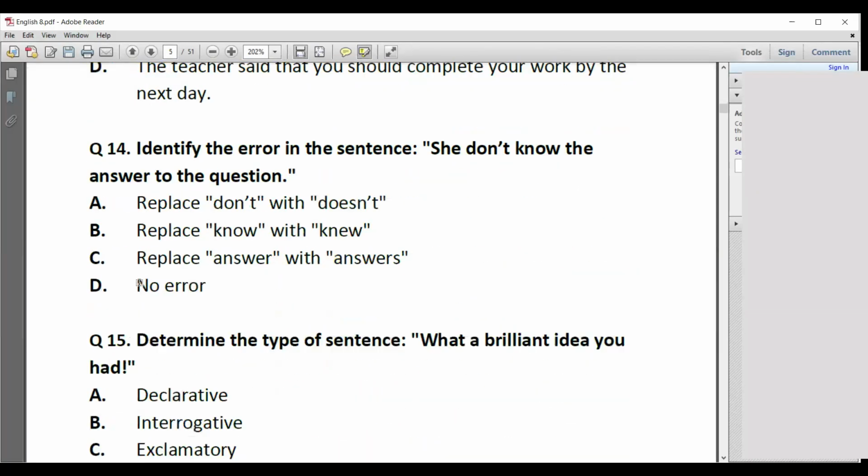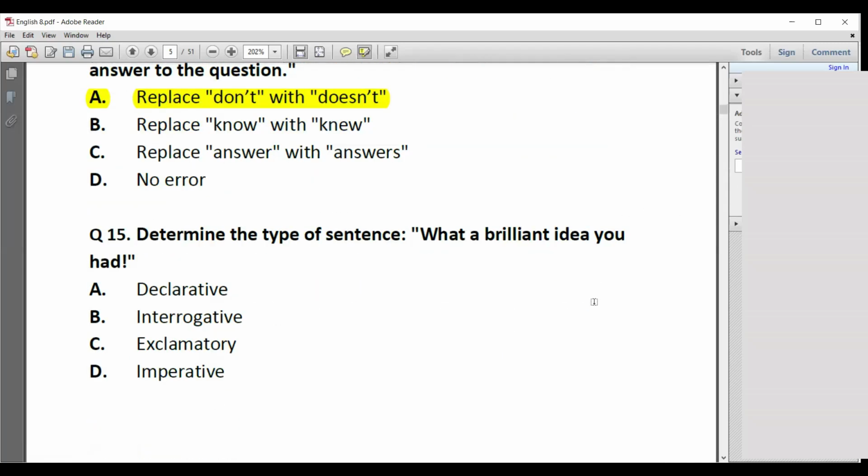Question 14. Identify the error in the sentence. "She don't know the answer to the question." A. Replace don't with doesn't. B. Replace no with new. C. Replace answer with answers. And D. There is no error. The correct option is option A. Replace don't with doesn't. She is a third person singular and requires doesn't according to subject verb agreement rules.